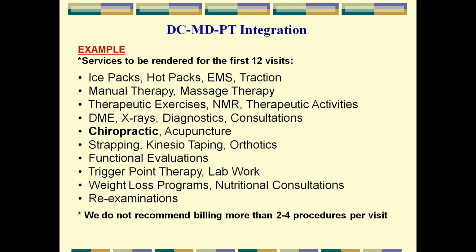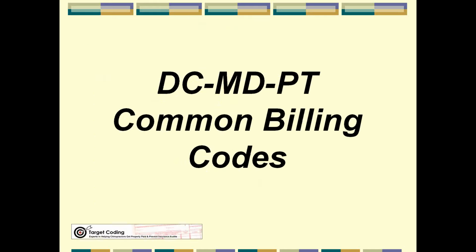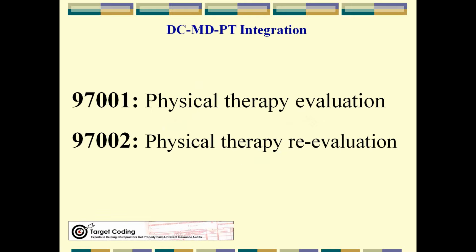So there's a lot that goes into making a decision on a patient. Which services you're going to do. You shouldn't be doing services just because they can make you the most money. That would be violating the definition of medical necessity. So let's go through a few of the most common billing codes. If you bring on a physical therapist, you're going to be billing these. These will be the first codes you bill, 97001, a physical therapy evaluation, and then a reevaluation is 97002.